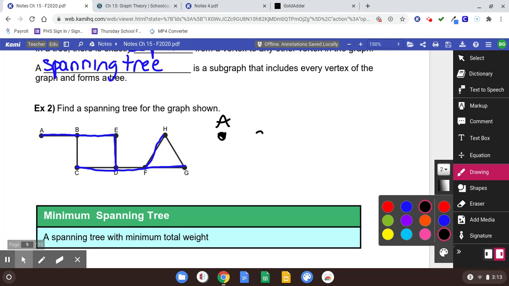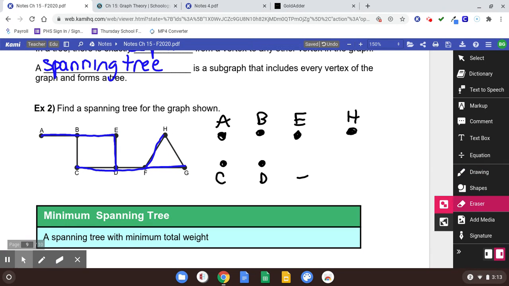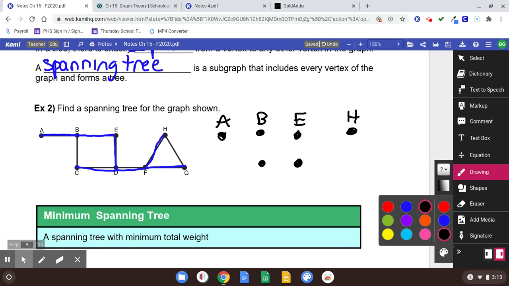We've got point A, point B, E, C, D, F, H. Oh, wait. I messed that up. Let's try this again. That shouldn't have been there. Try this again. Sorry. That's C, that's D, H, got F, G. So the way I saw this was here. That's not the only way to do it, but that's one way to do it.